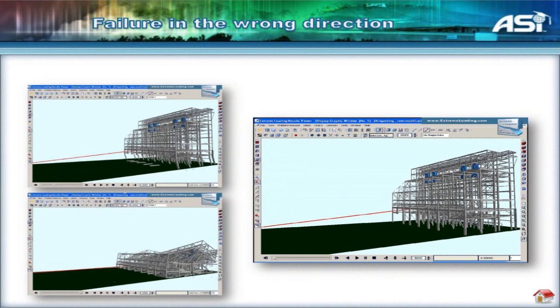The possibility of failure in the wrong direction, like this structure, it started to fall this way, and then it goes and folds backwards like that. Again, this is a scenario that did not happen. It happened in the model. We changed the scenario in cooperation with the demolition contractor, and in the final scenario, we didn't have this problem. So that's another thing that this technology can help you with.